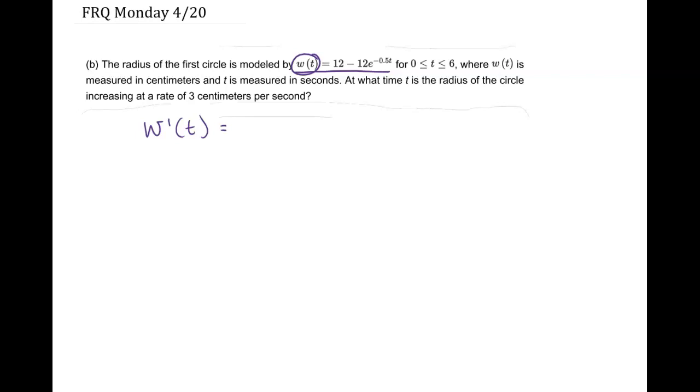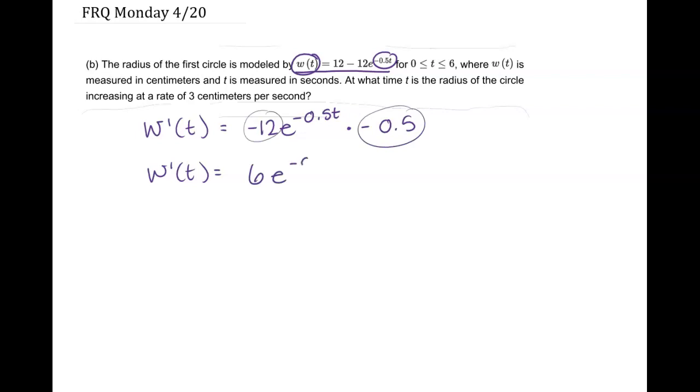It's no different than thinking of dy/dx and f prime of x, same sort of thing. So the derivative of w, derivative of 12 is 0. Derivative of negative 12 e to the negative 0.5t is itself, negative 12 e to the negative 0.5t, times the derivative of negative 0.5t, which is negative 0.5. So we end up with w prime of t equals negative 12 times negative 0.5, which is 6 e to the negative 0.5t. And then we were looking for when the radius was increasing at a rate of 3 centimeters per second. So we're looking for when w prime of t was 3.